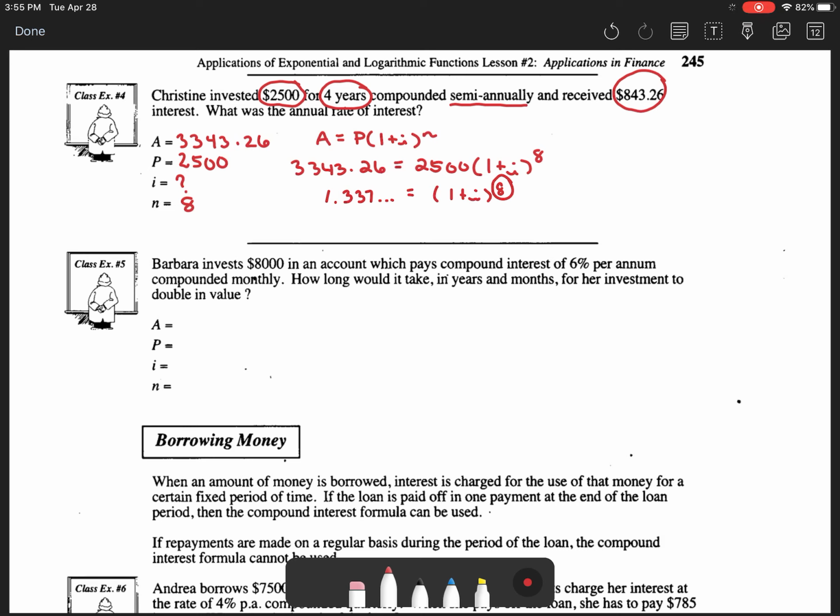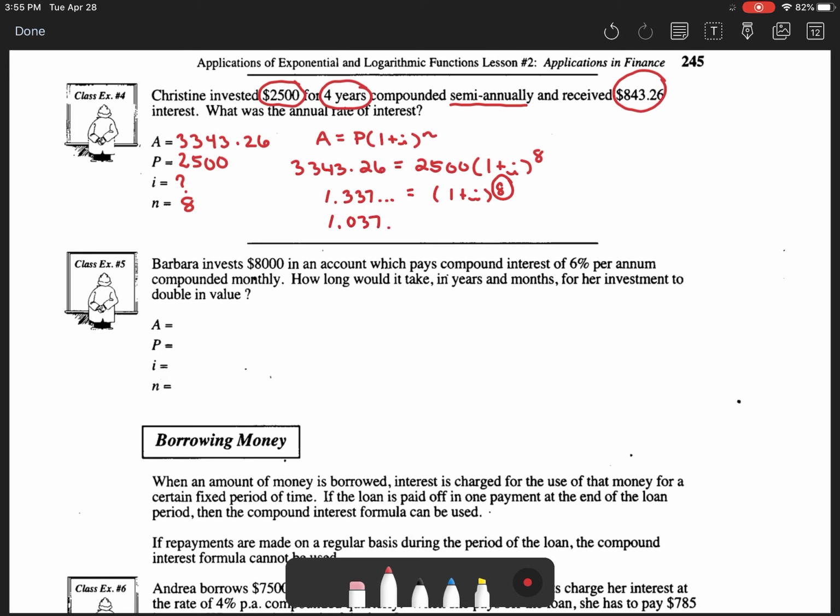Remember, I'm after I, so the next thing I have to get rid of in this equation is this exponent of 8. So either I take the 8th root of each side of the equation, or I raise each side of the equation to an exponent of 1 over 8. Whatever you want to do, however you see it more clearly in your mind, then please do that. So take the 8th root of each side of the equation, or raise each side of the equation to an exponent of 1 over 8.